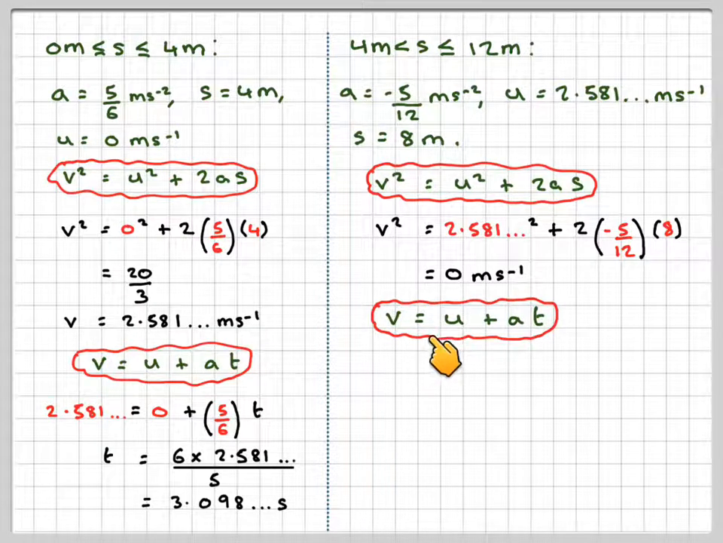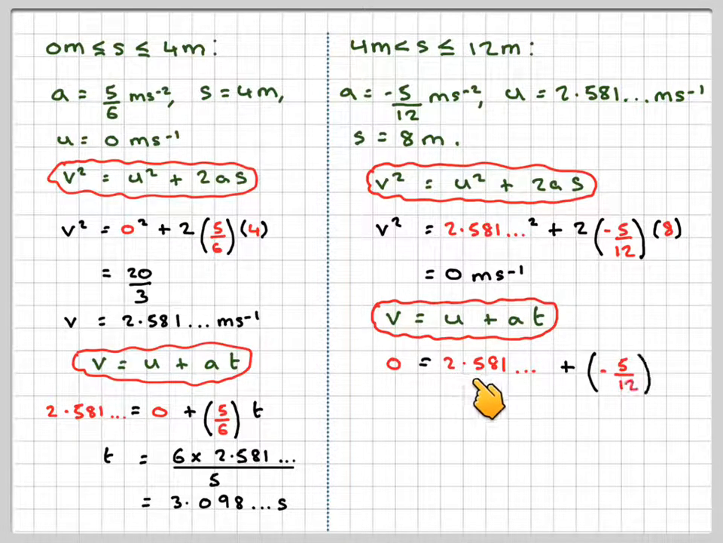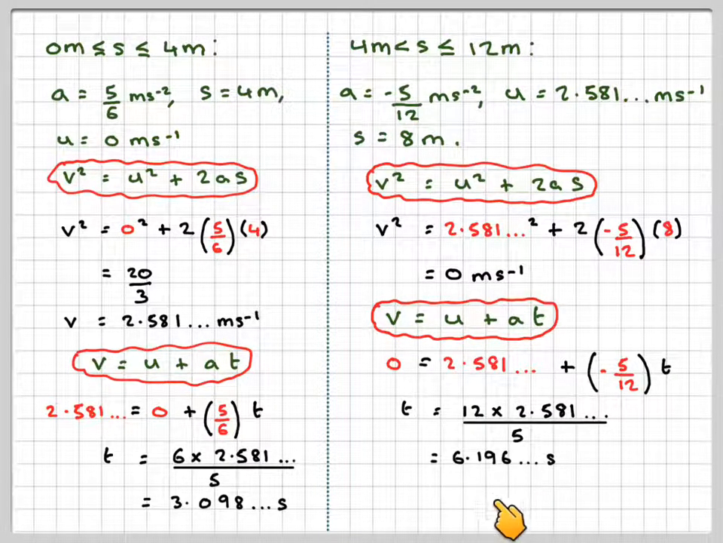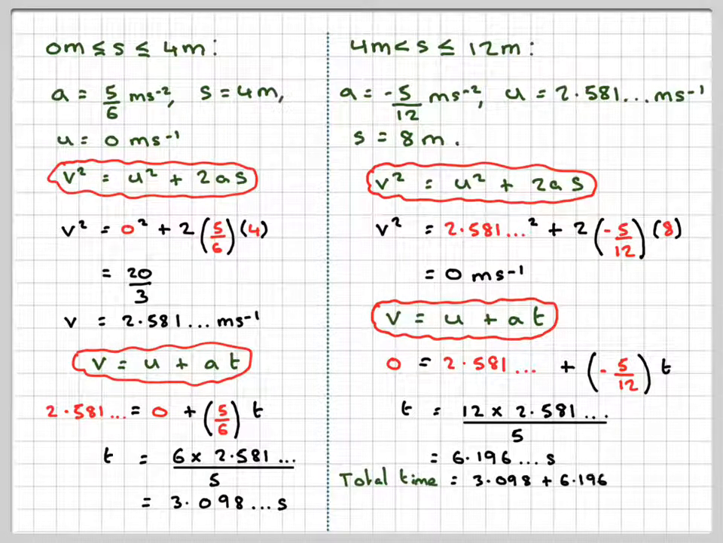And then using again v is equal to u plus at, we have that 0 is equal to 2.581 plus minus 5 over 12 times t. So t will be 12 times 2.581 over 5, which gives me 6.198 seconds. The total time will be these added together, which gives me a total time of 9.294, which correct to three significant figures is 9.29 seconds.